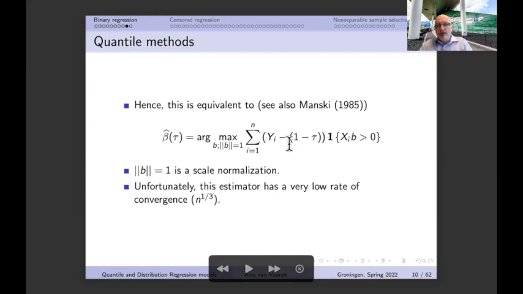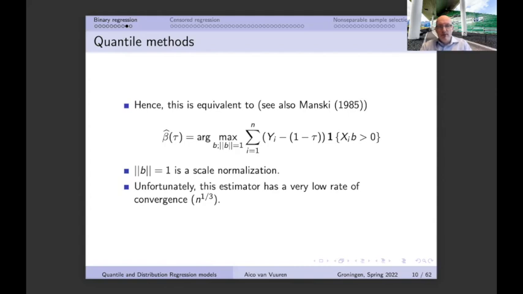The estimator by itself is quite nice, but we should realize that, unfortunately, this estimator has a very low rate of convergence. The convergence rate is only equal to n to the power 1 over 3. And that's low in econometrics, because the standard convergence rate is square root of n, so n to the power half. The problem is that when the convergence rate is lower than the square root of n, a lot of things that we usually do in econometrics can no longer be done.